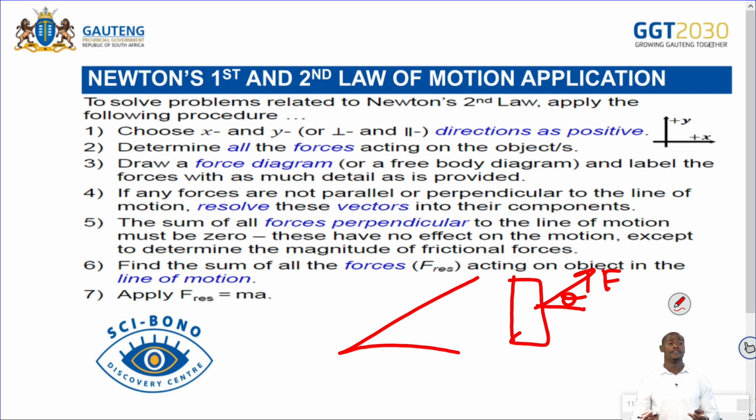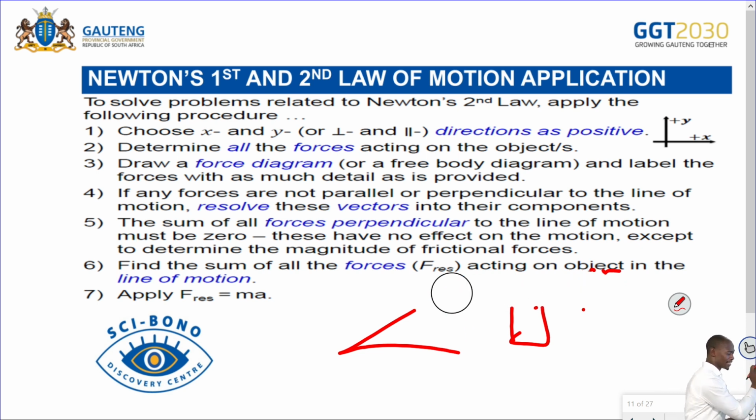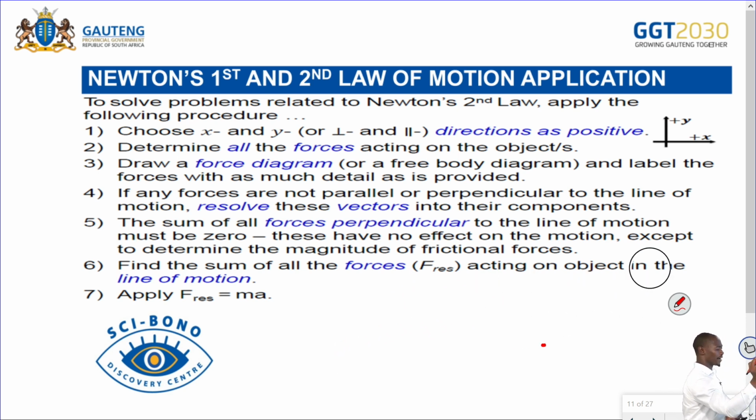And then from there, find the sum of all perpendicular forces to the line of motion, which must be 0. So this is very, very important, learners. So 1, make sure that you choose the direction, all right? 2, identify all the forces. 3, draw a correct free body diagram. 4, what you need to understand, there are 3 planes that we are going to focus on here. According to our examination guideline, it's either horizontal plane, vertical plane, and inclined plane.